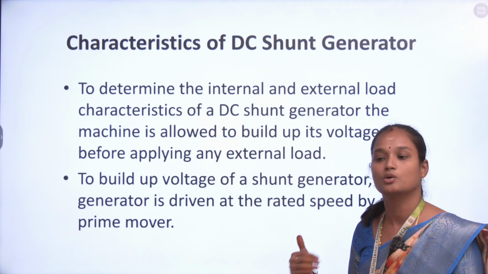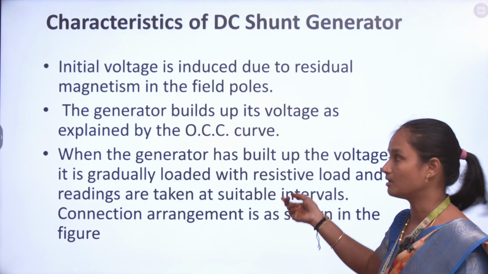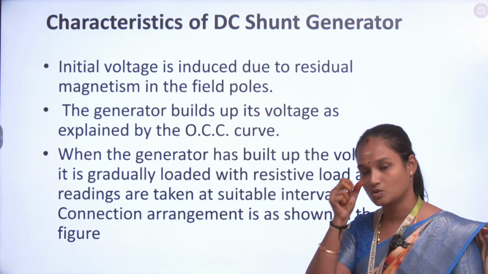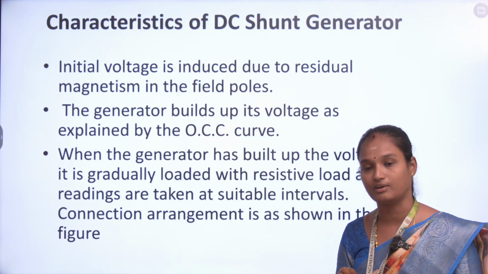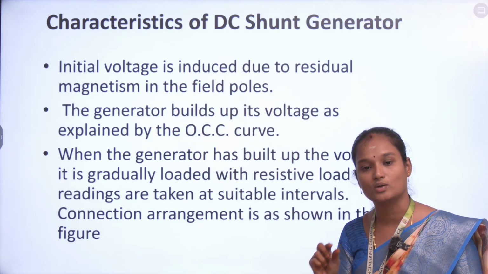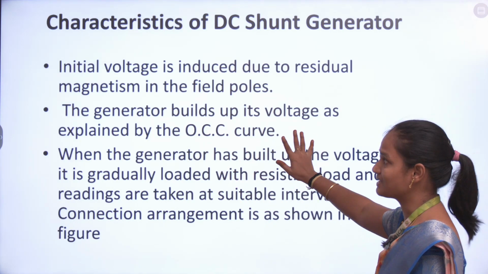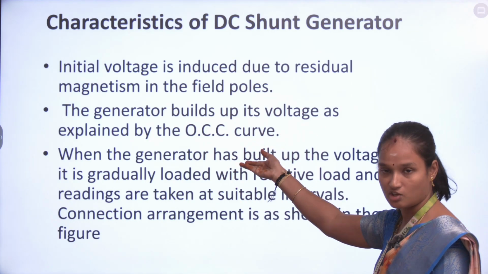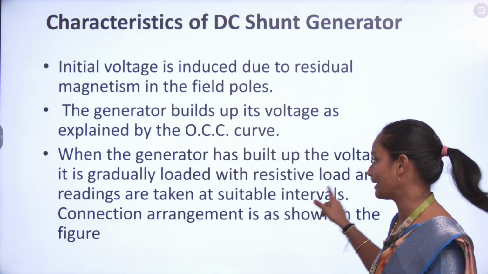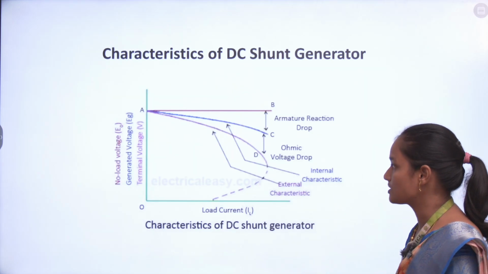Initially it should be started at the rated speed, and then the voltage gradually decreases once you connect the load. The initial voltage is induced due to the residual magnetism. It has its own magnetic field to produce a minimum voltage, so it does not start from zero. The generator builds up as per the open circuit characteristics. Once you give the load, it goes to the external characteristics. So this is called the DC shunt generator.